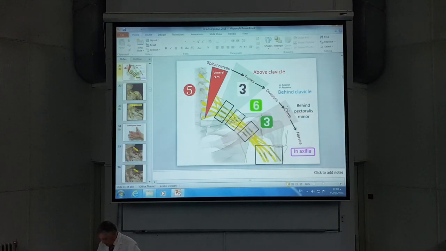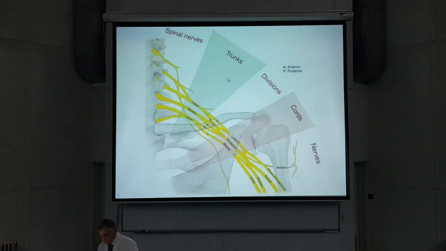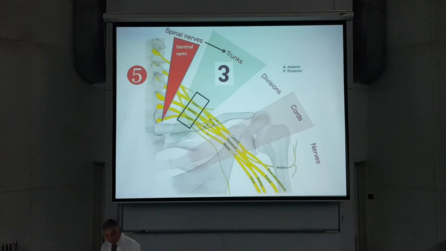Let us see a diagram just to build a preliminary idea about the brachial plexus. Ventral rami of spinal nerves. It is not spinal nerves. It is the ventral rami of spinal nerves. Five of them. The spinal nerves, as they come out, form trunks: upper, middle, and lower. Three trunks. They are above the clavicle. Trunks will give us divisions, three anterior and three posterior, six of them.